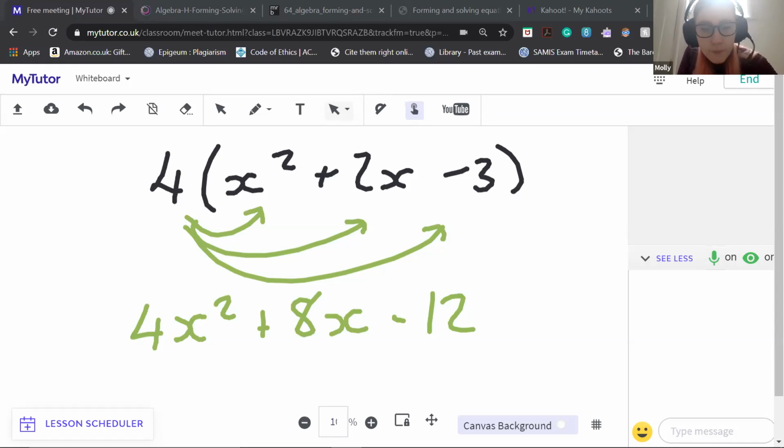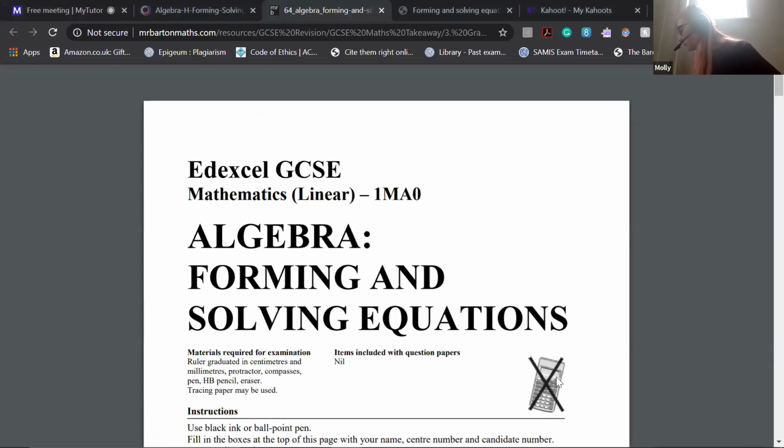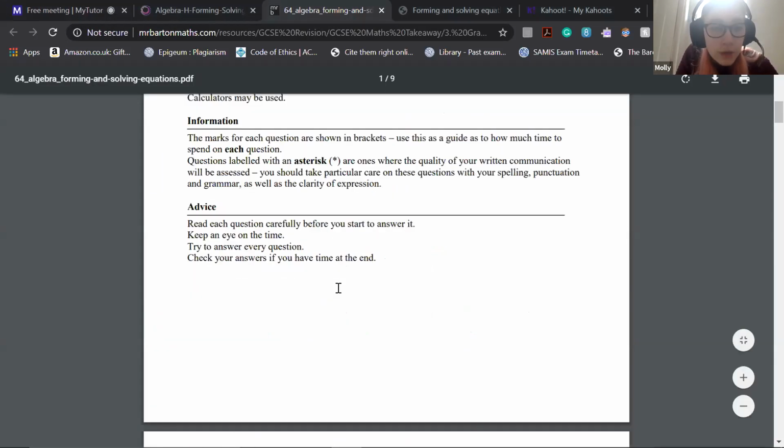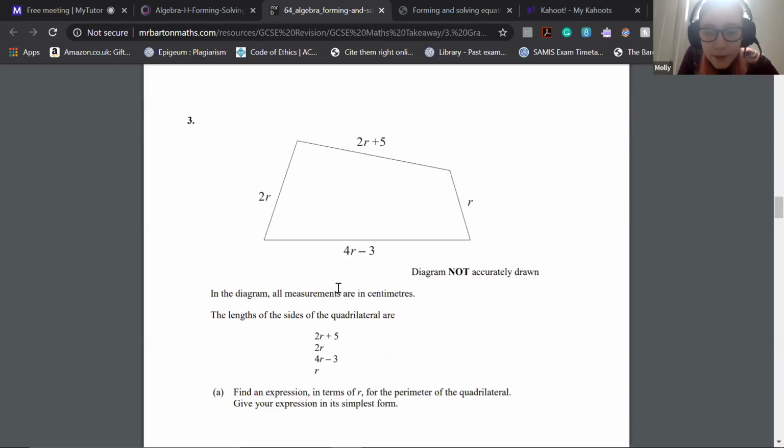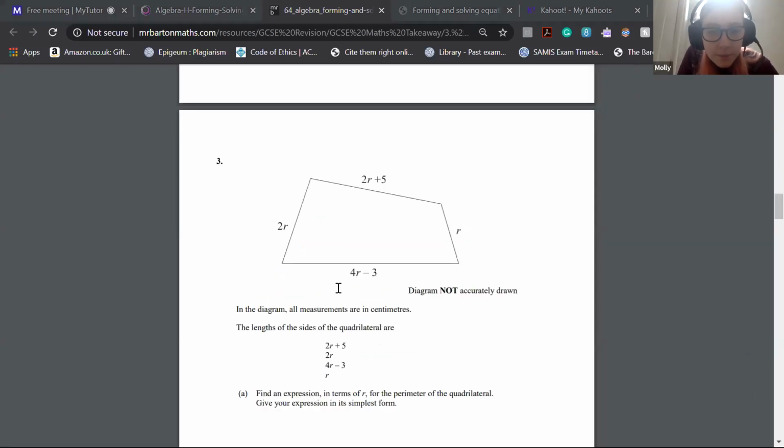Okay. Let's do another question. Let's have a look at another sheet. Let's have a look at number 3. Let's have a go at this one.